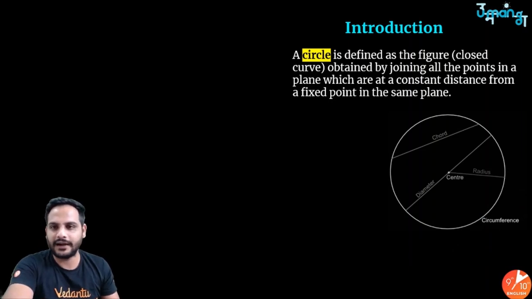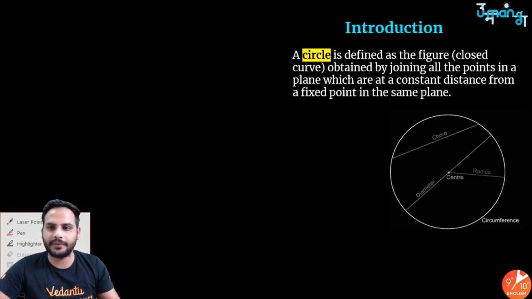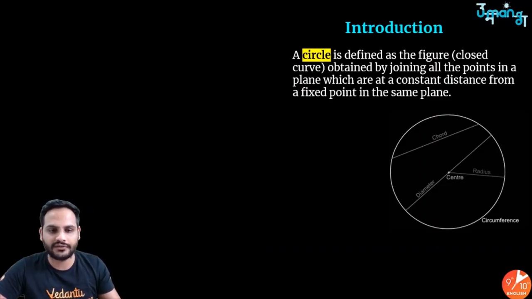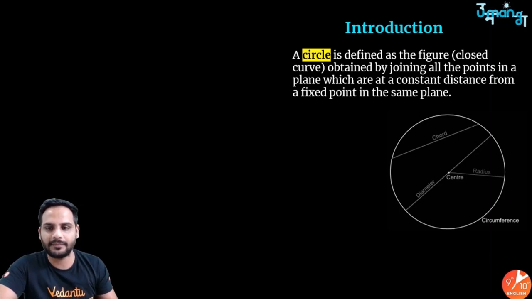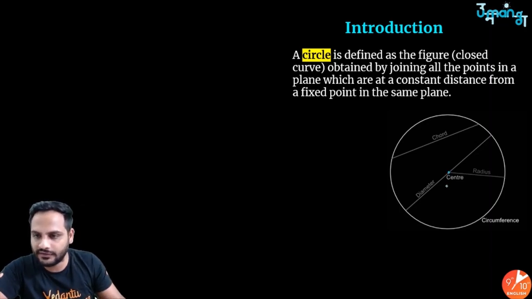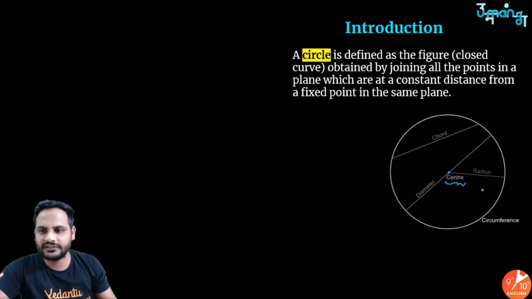So the first part is introduction. What is a circle? As you all know, circle is a figure which is obtained by joining all the points in a plane which are at a constant distance from a fixed point in the same plane. That means, suppose if you take a fixed point, that is your center. So this fixed point is center. Now all the points which are at a fixed distance, which are at the same distance from this center, all those points are going to form this circle.